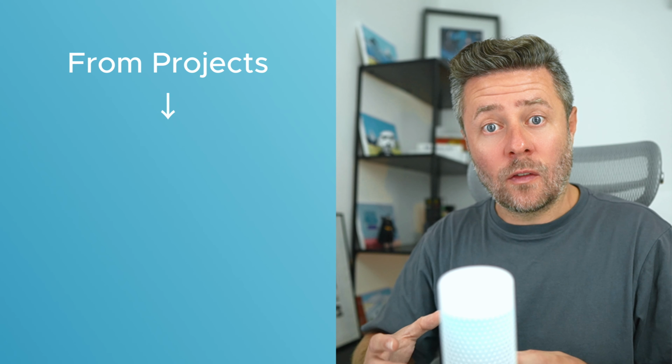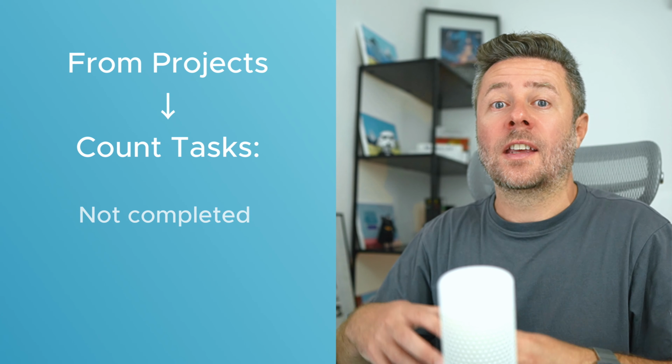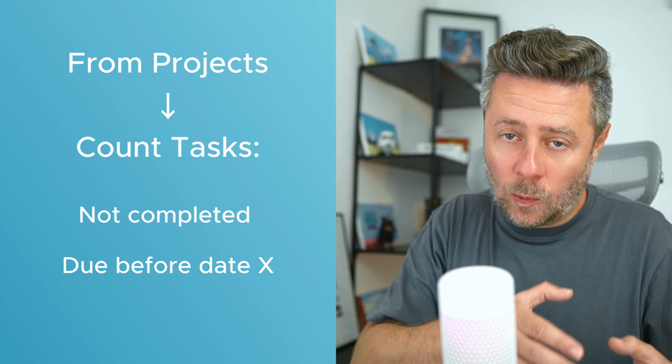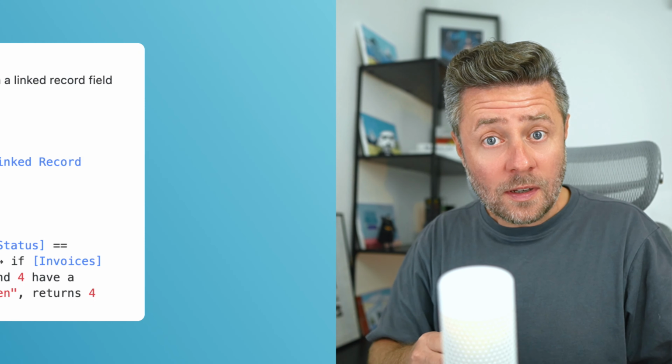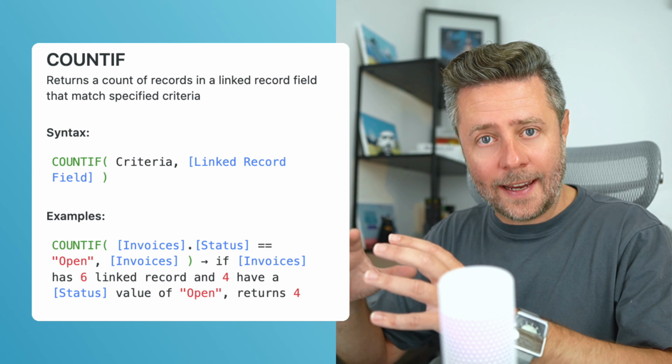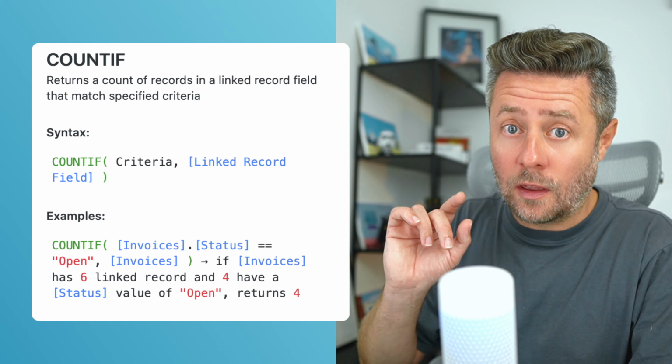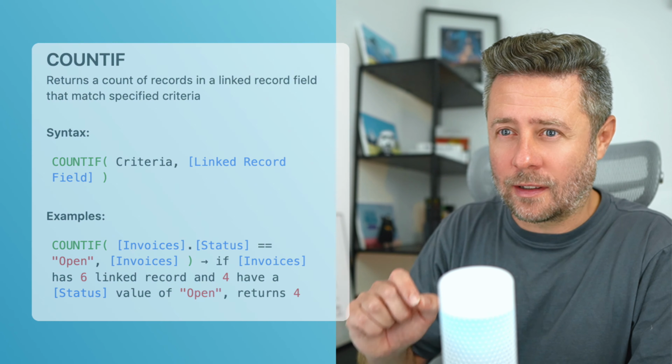Alright, now let's see what we can do with the linked records. We are in the projects table, and let's say we want to get a count of open tasks that are due before the date that we have just calculated. So we'll need the link to tasks linked record field and the COUNTIF function. COUNTIF goes through a list of related tasks, but counts only those that match a certain condition.